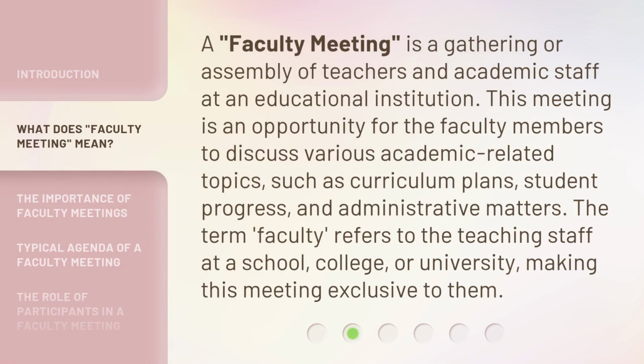A faculty meeting is a gathering or assembly of teachers and academic staff at an educational institution. This meeting is an opportunity for the faculty members to discuss various academic-related topics, such as curriculum plans, student progress, and administrative matters. The term faculty refers to the teaching staff at a school, college, or university, making this meeting exclusive to them.